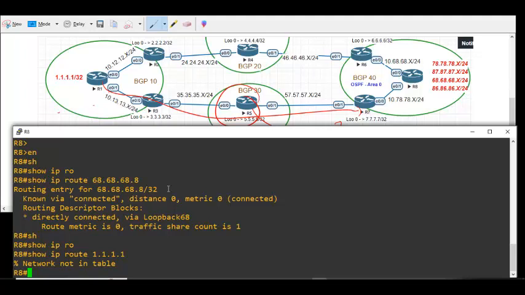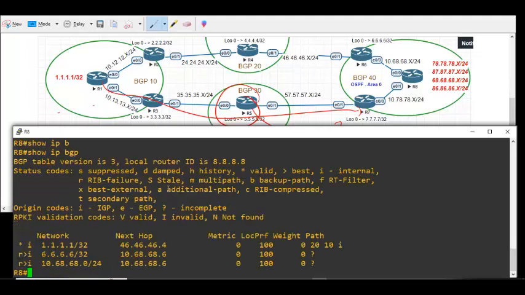Okay, sorry, you're right. We are running BGP. But the problem is, this is router 4's address. Is this reachable by router 8? Can you ping this next hop? That is the problem.